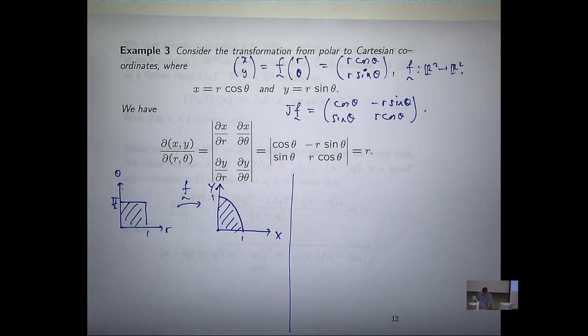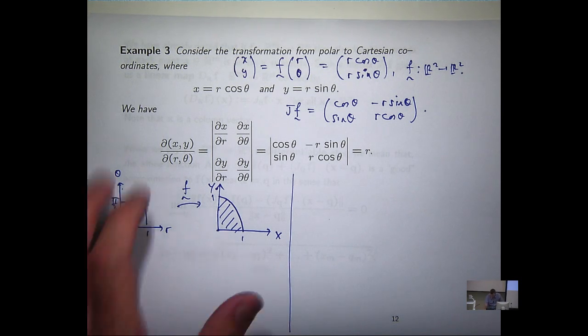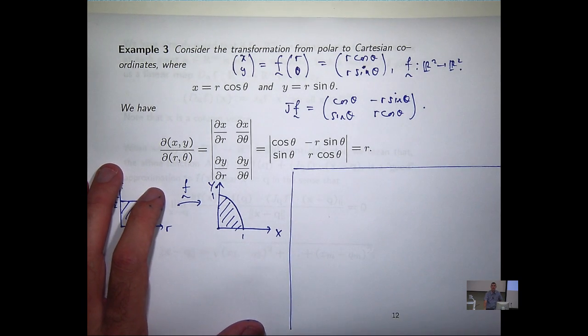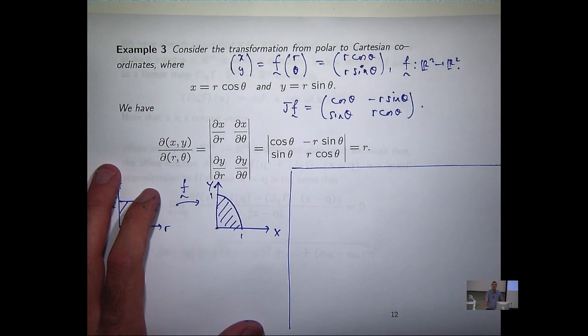Okay. Let's look at another example. A good question here is, okay, well, so what? All right, I understand the Jacobian a little bit. That's kind of like a derivative. But what does the determinant mean? Well, I'm glad you asked. Let me show you. Here's another little example that I'll squeeze in here.